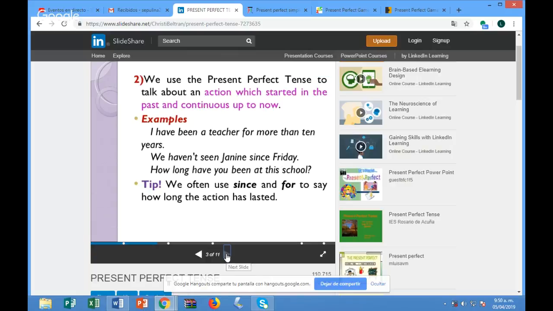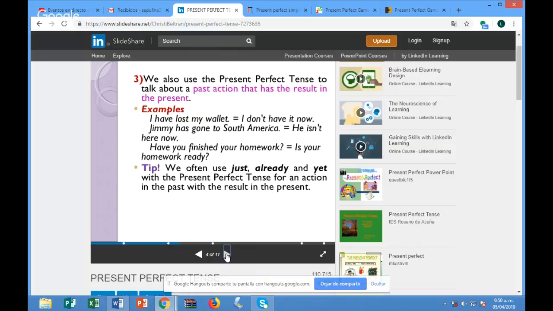We can use this kind of vocabulary. So here we have these words that we can use. We also use the present perfect tense to talk about past actions that have results in the present. I have lost my wallet. I don't have it now. So Jimmy has gone to South America, sorry. He isn't here now. Have you finished your homework? Is your homework ready? So we use just, already, and yet with the present perfect tense for an action in the past with results in the present. Just, already, and yet.